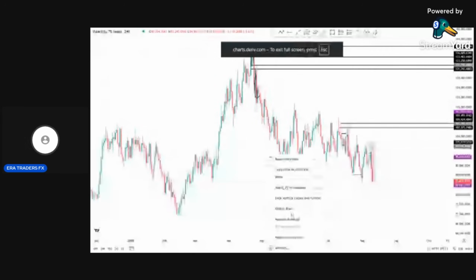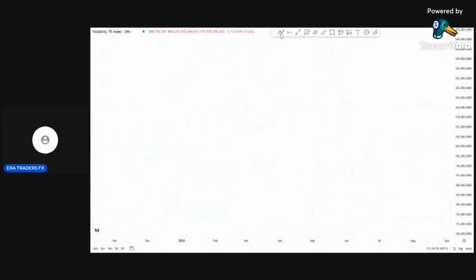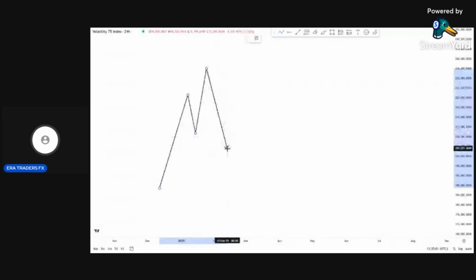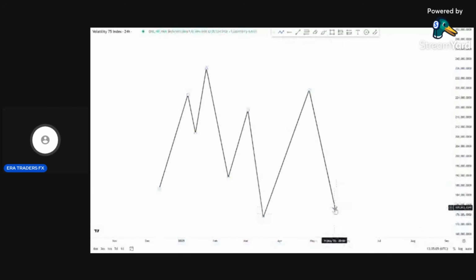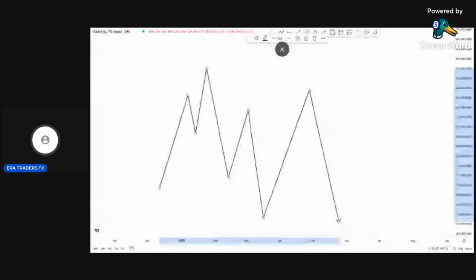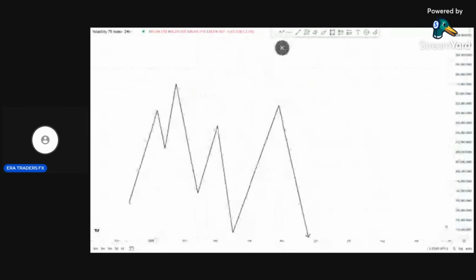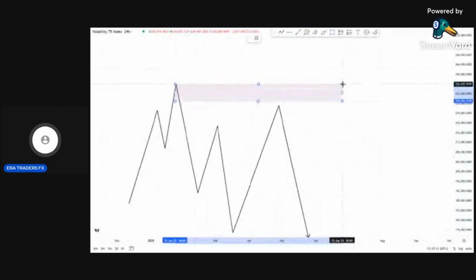I'll just remove all this. So what do we want to look out for? We're looking out for our setup: a sweep of an eye, a break of structure, a second break of structure, then structural liquidity. Then we sell from our liquidity engineering or our POI above, maybe our order block. So that is basically what we want for a sell.